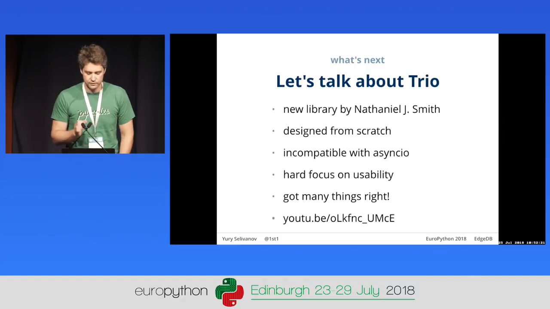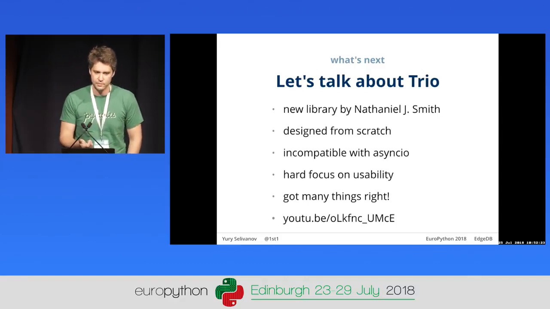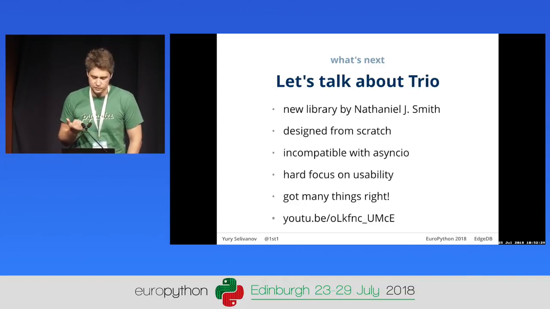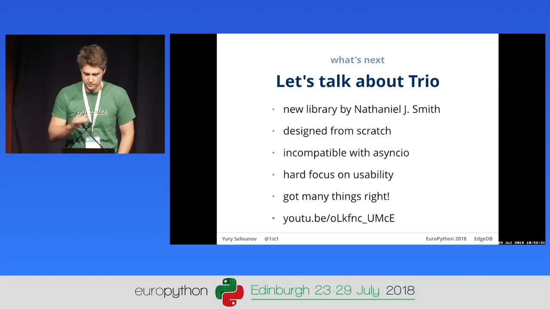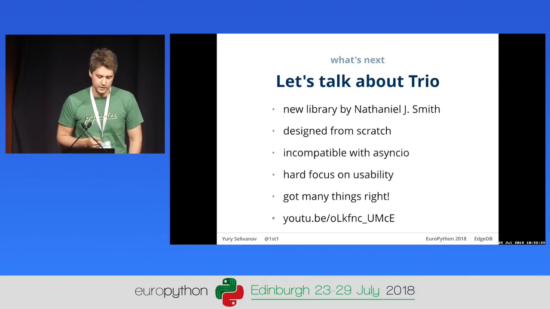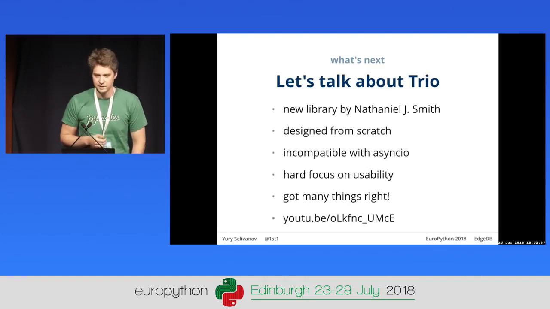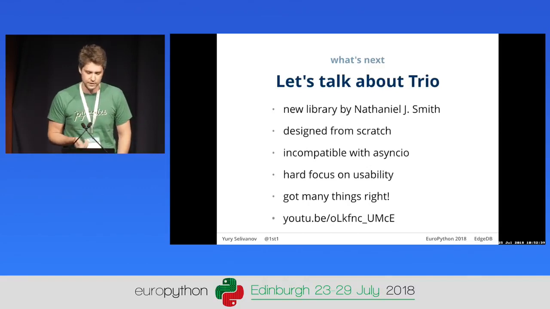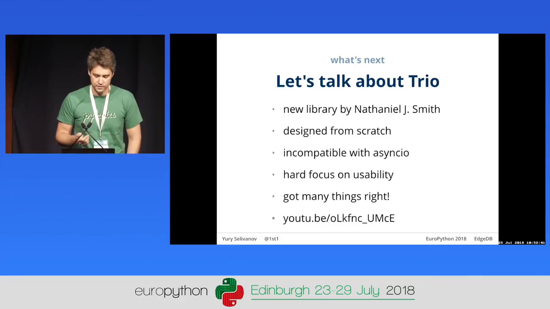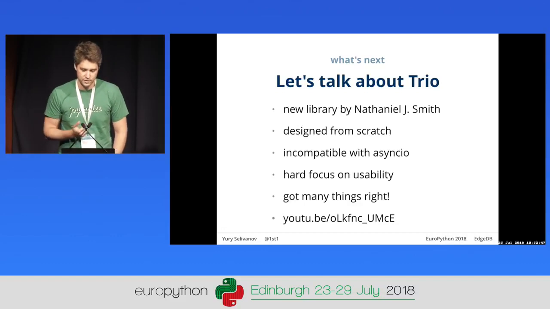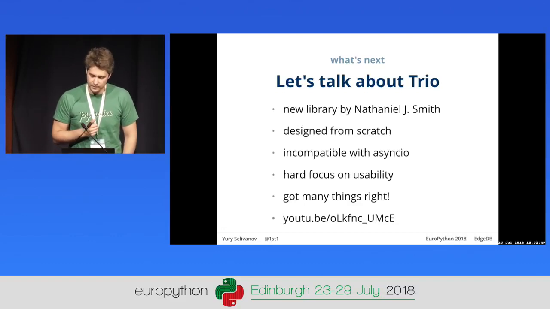And Trio has a very hard focus on usability and readability of the code. So basically, Nathaniel is obsessed with allowing you to control your code with the highest precision possible. And Trio, I think, got many things right. There is a YouTube talk of Nathaniel explaining Trio and why he created Trio at PyCon US a few months ago. And if you haven't seen that talk, please do. It's an amazing talk. And actually, I used a couple of slides with Nathaniel's permission from his talk.